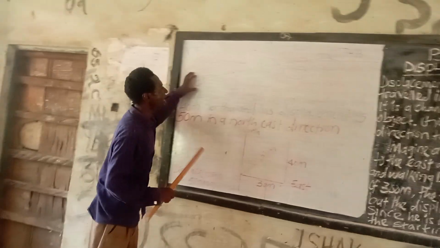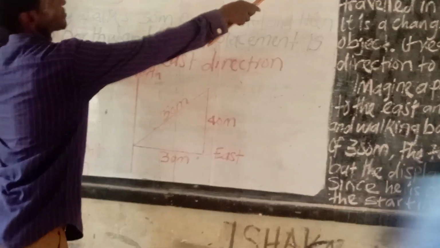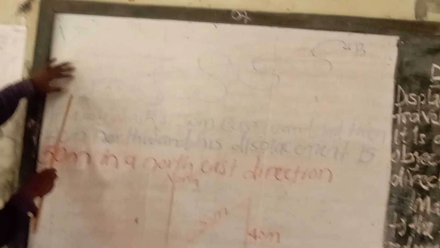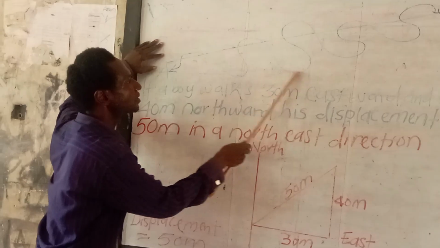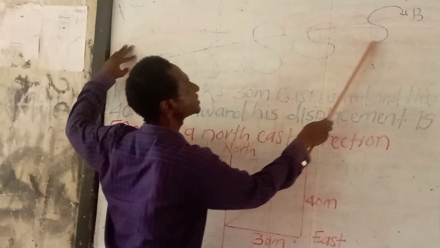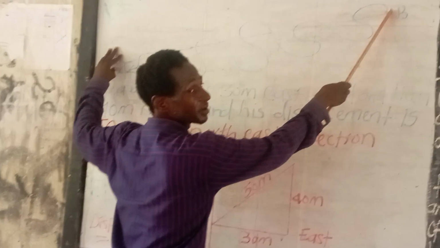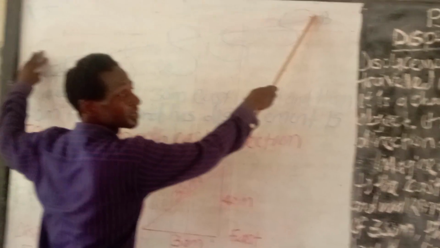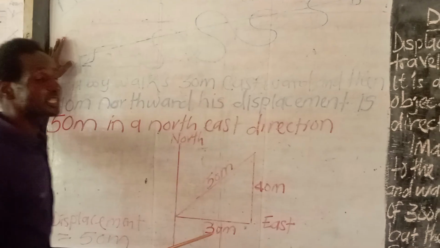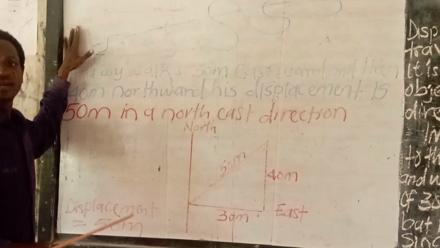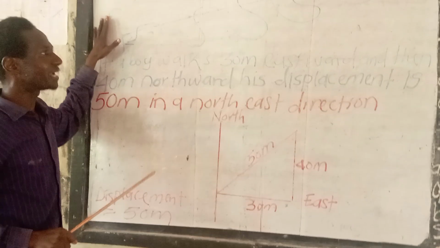For example, in this diagram, this is town A and this is town B. The man started traveling from town A through a winding road and covered a distance of 300 kilometers to town B.